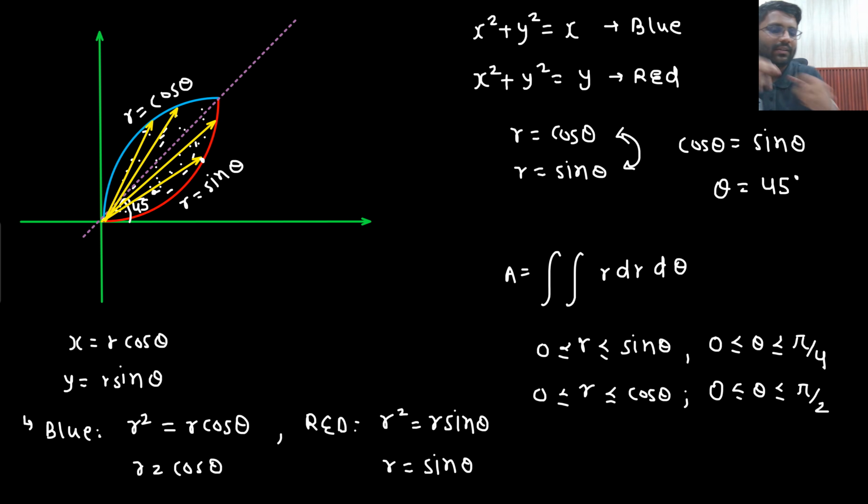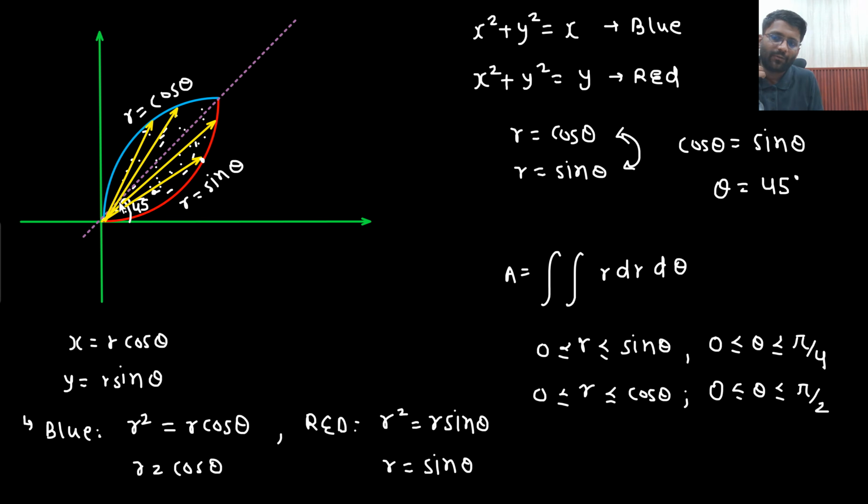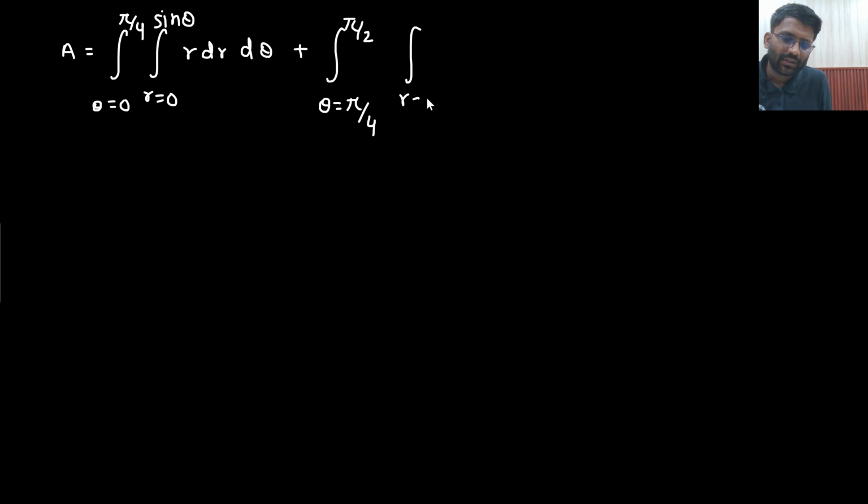Now you need to calculate this area under the curve. So A equals the integral with r going from 0 to sin theta of r dr d theta, with theta going from 0 to pi by 4, plus the integral with theta going from pi by 4 to pi by 2, where r is going from 0 to cos theta, of r dr d theta.